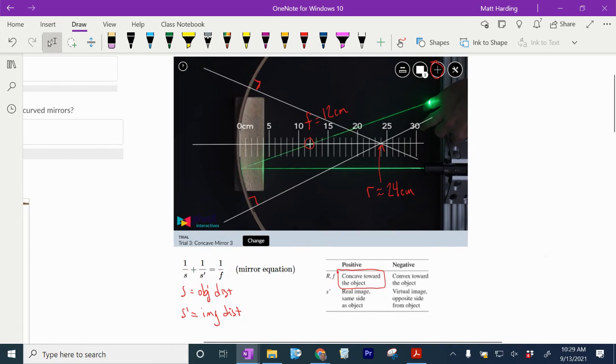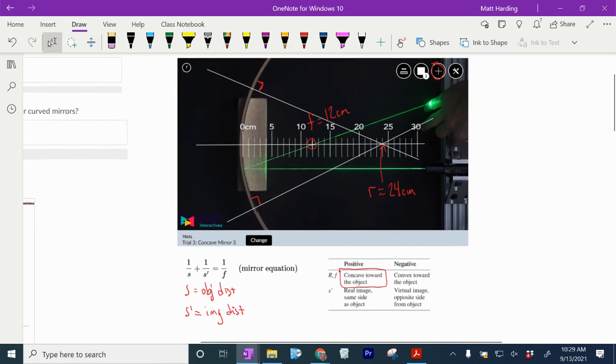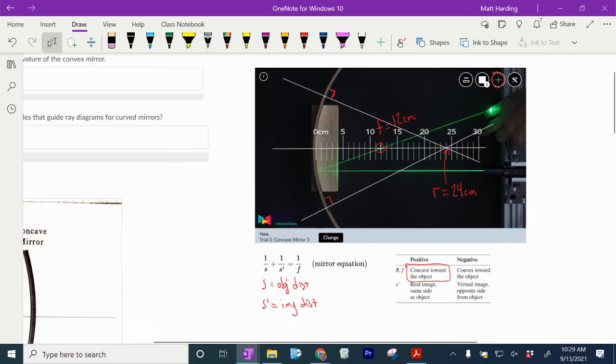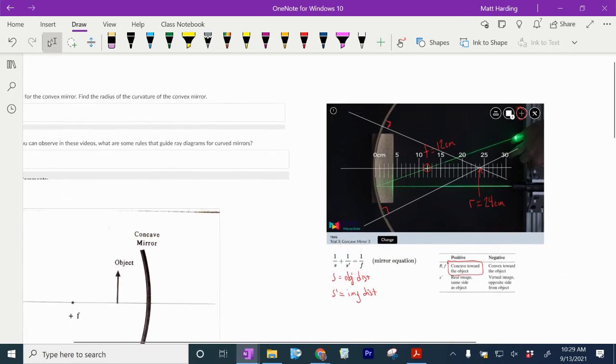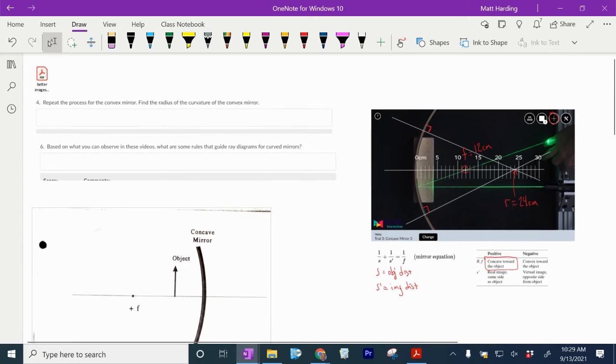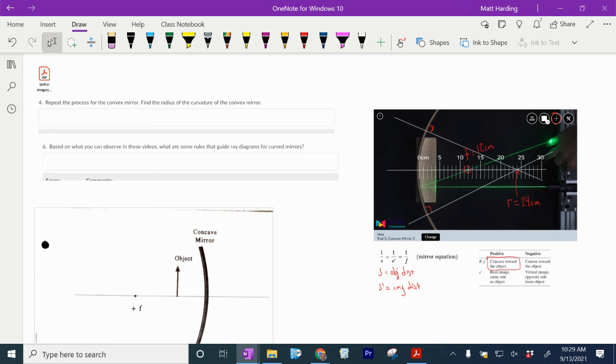I think we can see where I would hope you would go with number 6, based on what you can observe in the videos. What rule might guide how you draw this diagram for a concave mirror? So let's see what people have there.